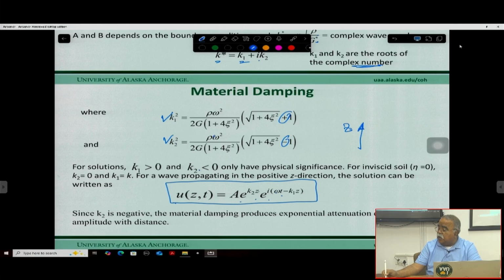That's the material damping, an exponential attenuation, because the k2 value is coming out to be negative, and it exponentially attenuates with distance. So with distance, this part is exponentially attenuated, and then this is your time domain part of the wave propagation. Anybody has any questions for me?